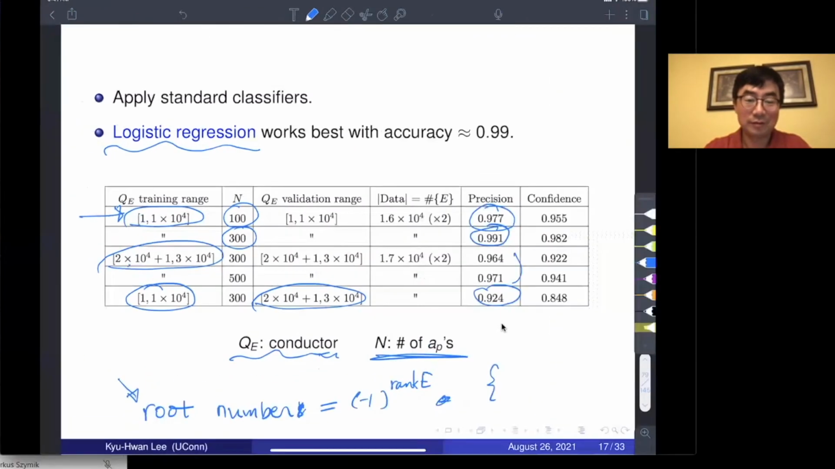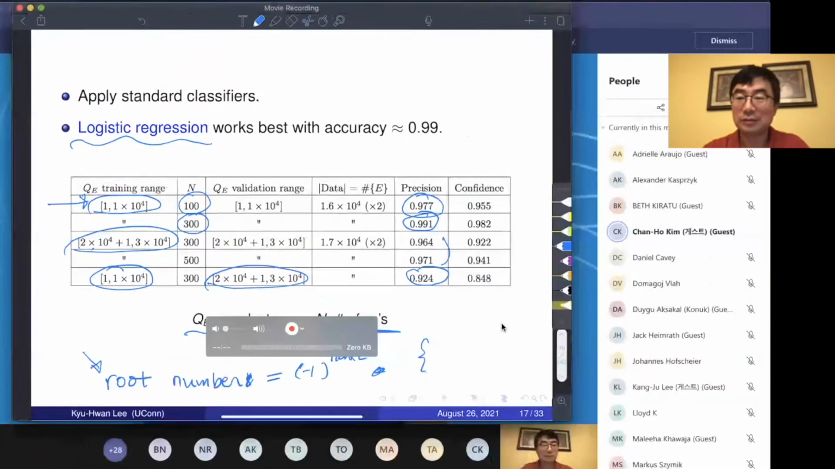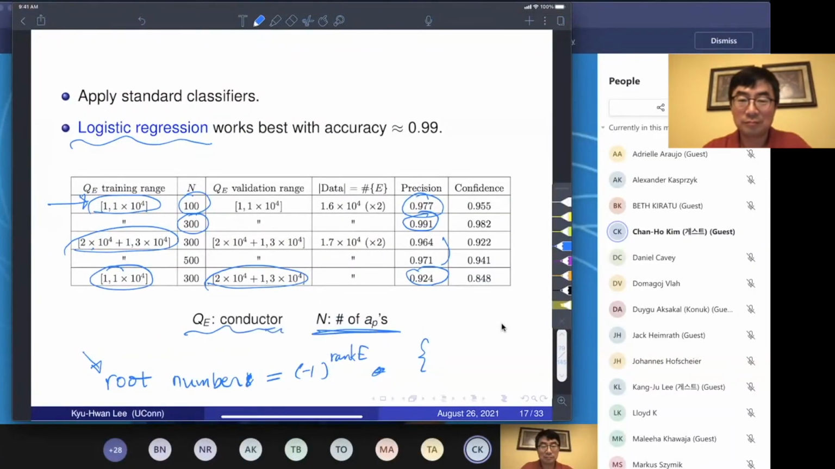Can I add one comment? Oh, yeah, sure. I mean, the statement in the slide is exactly the parity conjecture. So it is proved under the finiteness of Sha. So basically, you can believe it. And for me, if the machine can distinguish rank 1 or 2, then I would be very surprised. Yeah, 1 or 2.